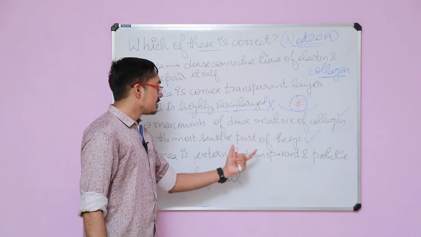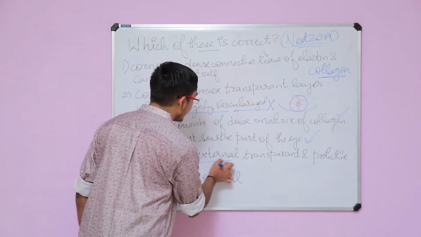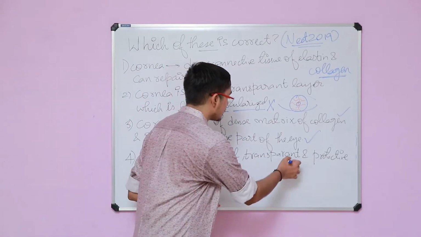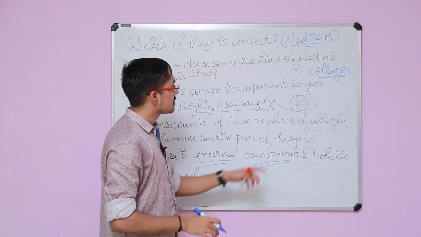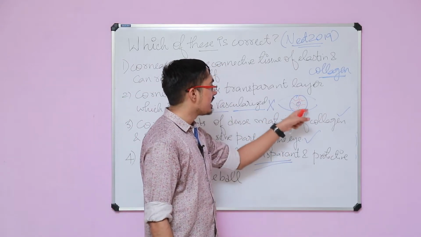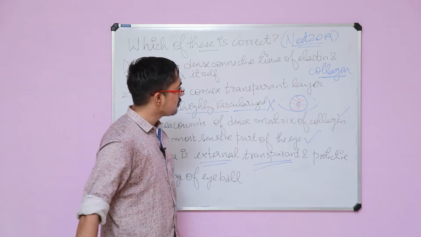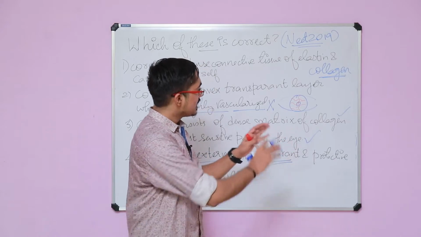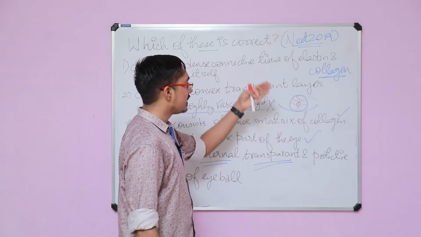Cornea is the external, transparent and protective coating layer of the eyeball. Cornea is external, I do agree, it is the most external part. It is transparent, otherwise the light will not go through. Sclera may not be transparent, but cornea is transparent, through which the light is going to pass. And is it a protective covering of the eyeball? Yes, it is a protective cover, but it is present only on the front side. It is covering the iris area, right?